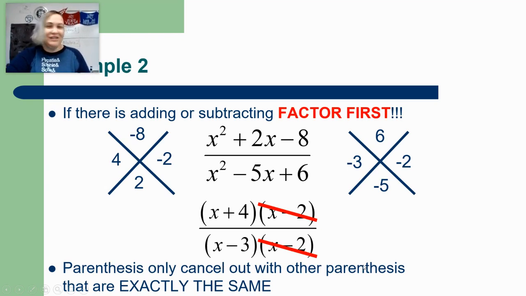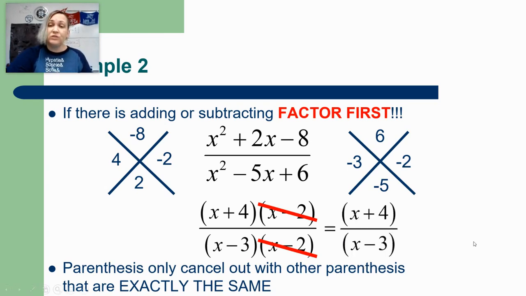Whatever you have left over is your final answer. If it helps you, you can leave it in the parentheses so that you're not tempted to cross off the letter x. Or you don't, the parentheses in this problem are not necessary since you only have one of each on the top and the bottom. So the final answer for this problem is x plus 4 over x minus 3. And I kept my parentheses on, again, just to give me that visual of, you know what, I can't cancel anything else out. This is my final answer.